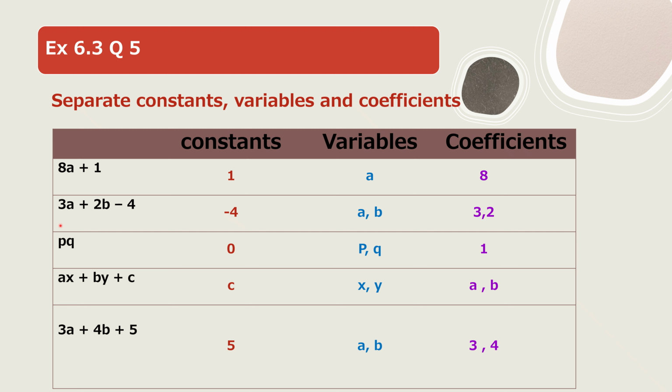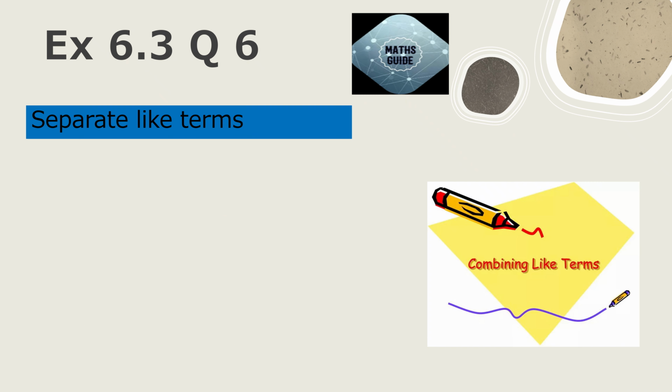In next expression 3a plus 2b minus 4, 3 and 2 are coefficients, a and b are variables and minus 4 is the constant. In third expression we have only one term. So there is no constant, p and q are variable and 1 which is always present with the variable but is not written in algebra, so 1 is coefficient. Ax plus by plus c, here the coefficients are also alphabetical letters. A and b are coefficients, x and y are variables and c is constant. And in the last expression 3a plus 4b plus 5, 3 and 4 are coefficients, a and b are variables and 5 is constant.